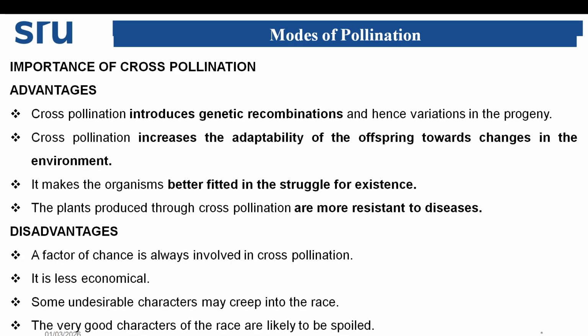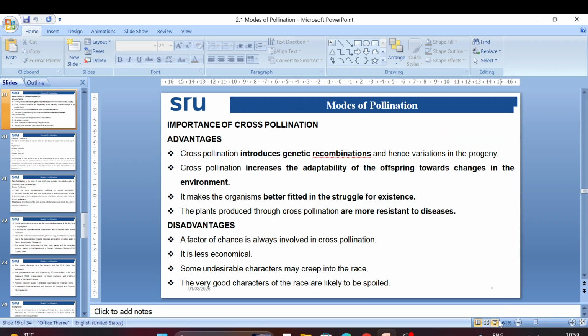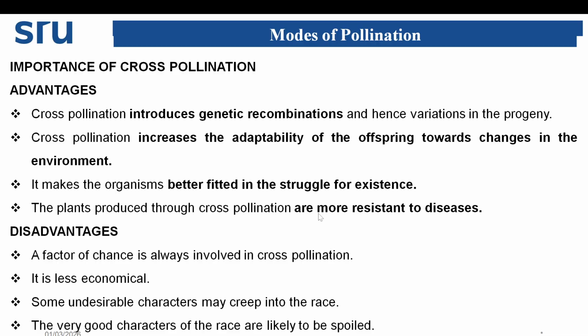What are the advantages of cross-pollination? So this cross-pollination introduces genetic recombinations and hence variations in the progeny. Cross-pollination increases the adaptability of the offspring towards changes in the environment. So it makes the organisms better fitted in the struggle for existence. Then the plants produced through cross-pollination are more resistant to diseases.